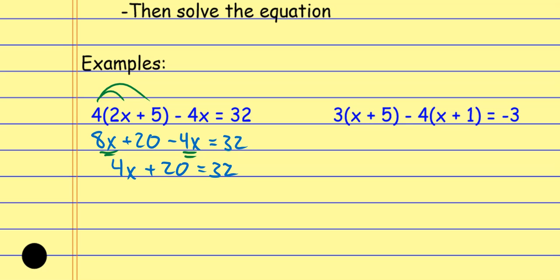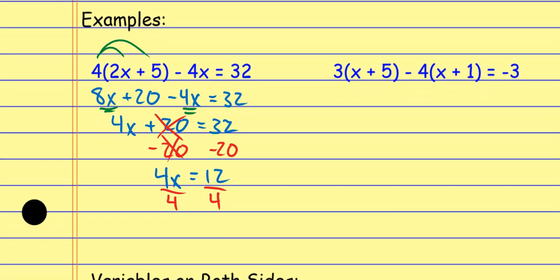And now we're back to the type of equation that we can start working backwards to order of operations. I undo addition and subtraction first. So to undo this plus 20, I'm going to subtract 20. Make sure you do it to both sides. The plus 20 and the minus 20 cancel each other out. And now I undo multiplication using division. So to undo multiplying by 4, I divide by 4. Again, make sure you do that to each side. And once again, the multiplication and division cancel each other out. I get x equals 3.